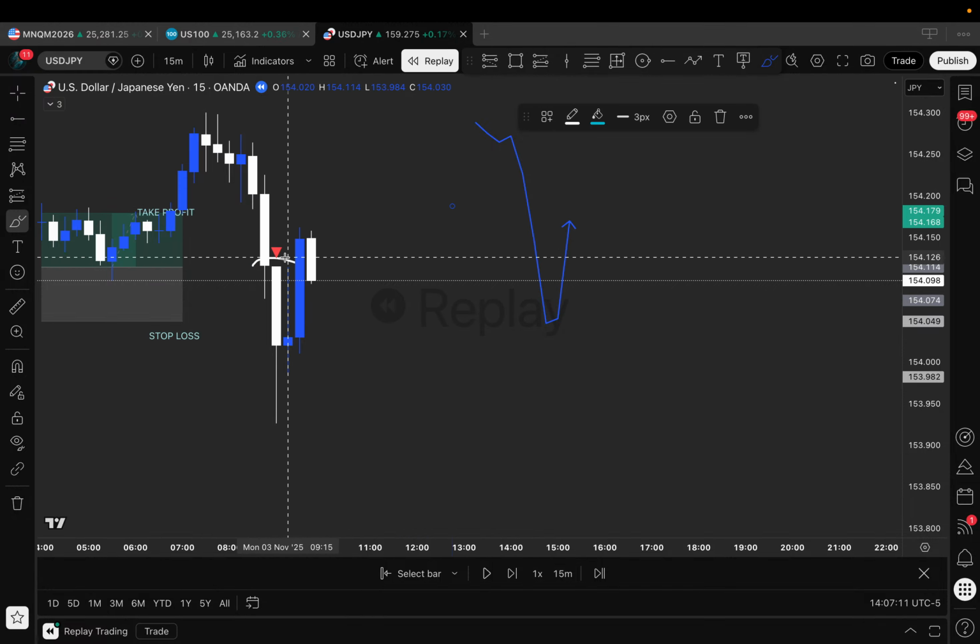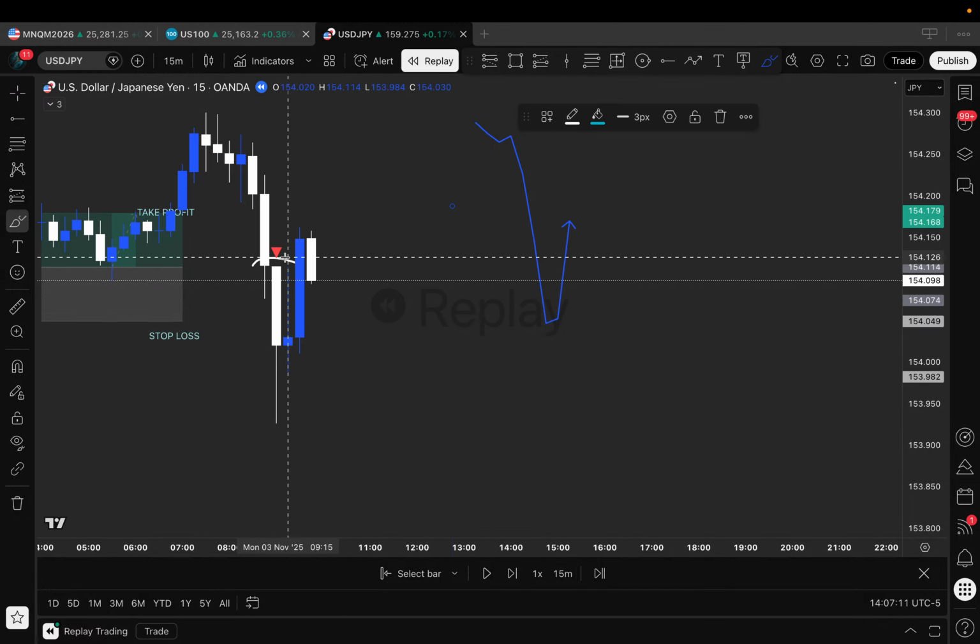Given the fall, let's just write something here which I follow. Given the fall, give me the crash. Okay, this is what motivates me to go short in the market. Let's cancel this and place our shorting order here.